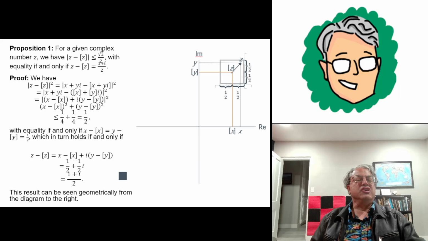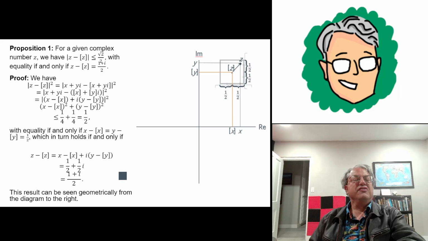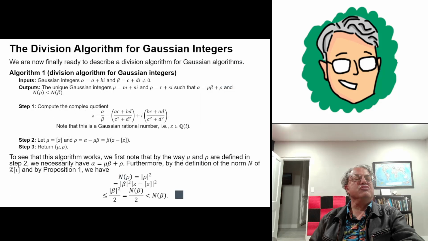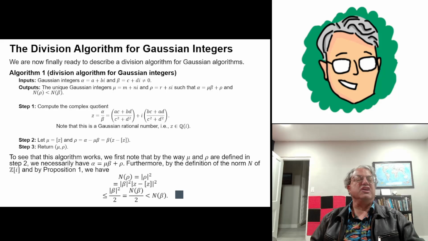Anyway, you get equality if and only if z minus z bracket is equal to 1 plus i over 2, it turns out. We don't really need that result, but it's true. And anyway, how can we use this result to come up with a division algorithm for the Gaussian integers? Well, here's the algorithm. First, I'm going to describe the algorithm, and then I'm going to prove that it actually works. It gives us what we want.